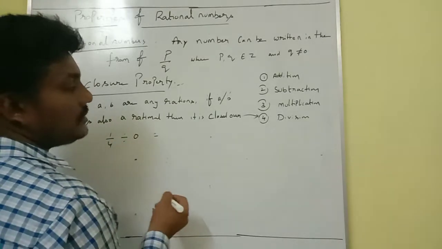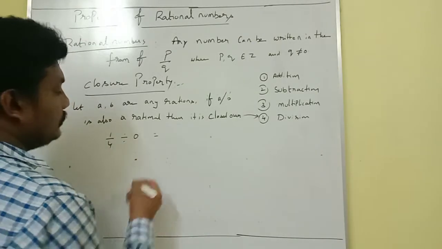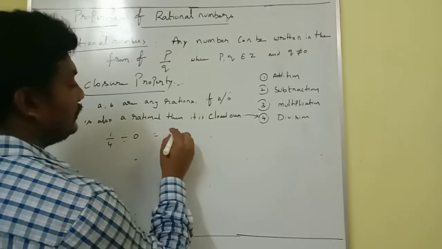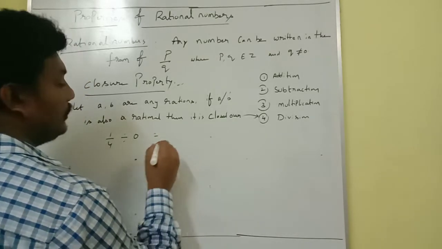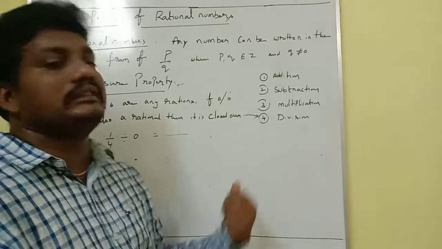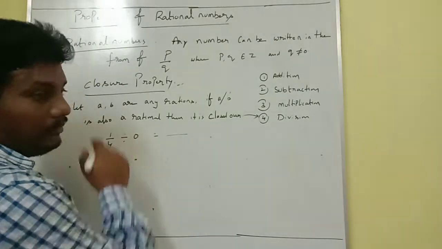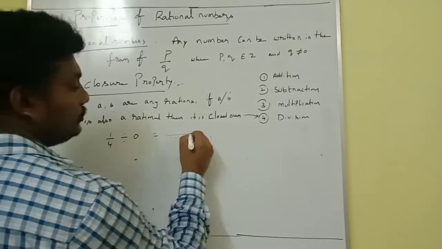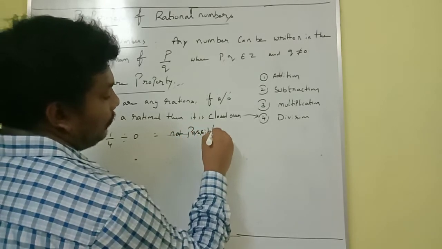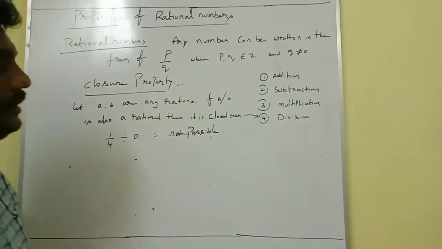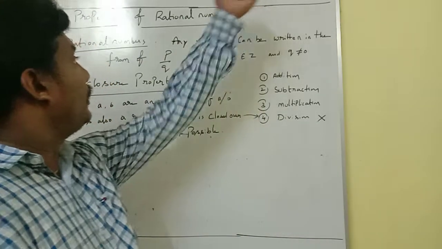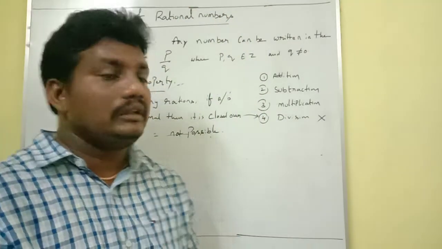So divided by 0 means what? Divided by 0, it is not calculated. We cannot process this one. There is no value here, so we cannot process it. That is not there in mathematics, so that's why it is not possible. Whenever division is not possible, it is not closed over rational numbers. Division is not closed under rational numbers.